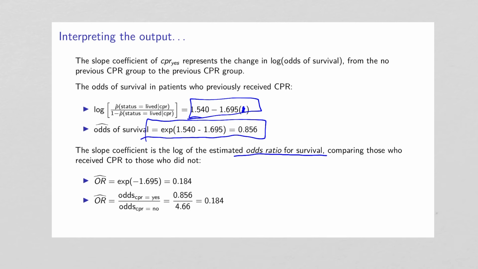Why? Because of the rules of logs. When you subtract one log from the other, you just end up dividing them. So here you're subtracting this from this, and so you just divide it, and this is your log odds ratio. And so you already exponentiated, so it's not the log odds ratio, it's actually the odds ratio. So you have about 82% less odds of dying if you did not require CPR.